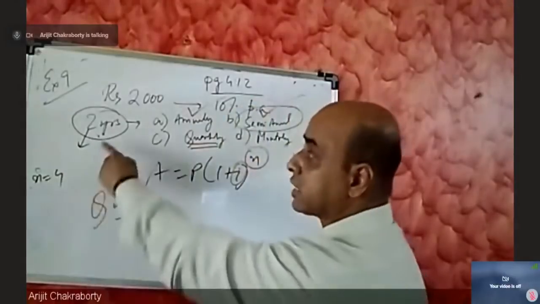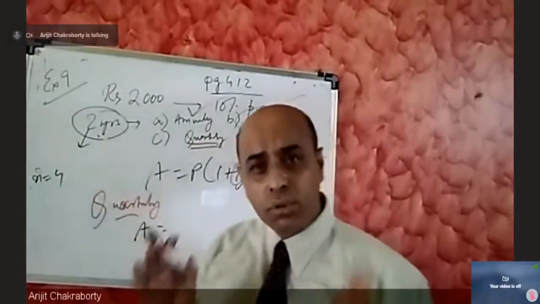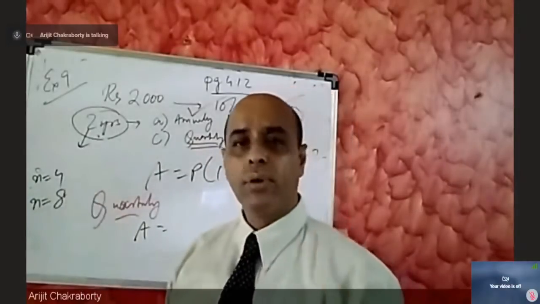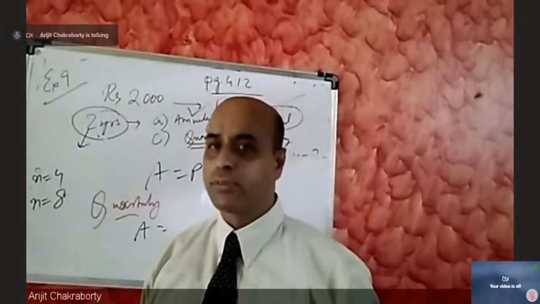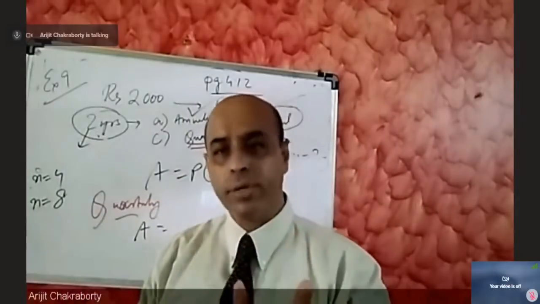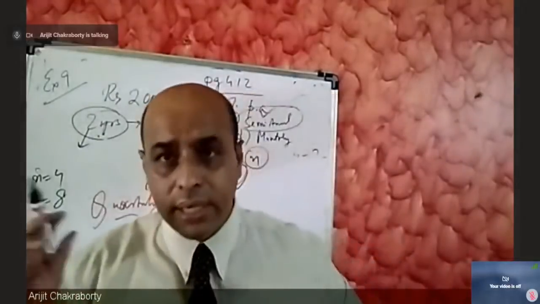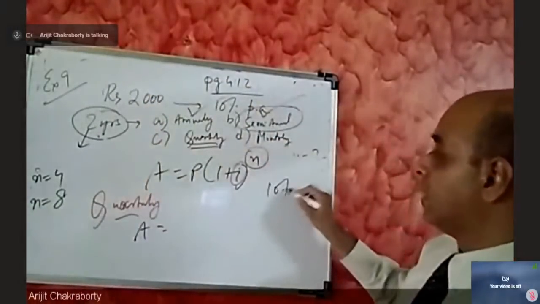But here it is 2 years. The duration is 2 years. 2 years means n will be equal to 8. 4 into 2. 8 conversion periods will be there over a span of 2 years. Plus, please note that the interest rate is given as 10% per annum.